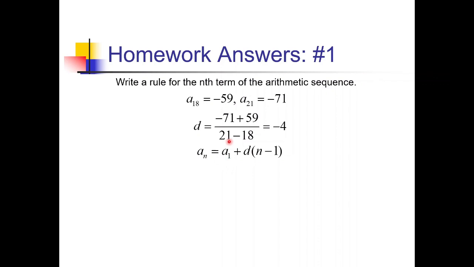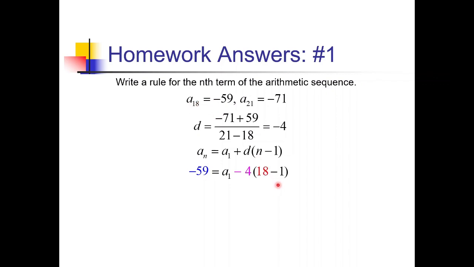So I'm going to plug in one of these points for an and n, along with the d value they gave me. So I'll use the first point. So we're going to use negative 59 for a sub n. For a1, we're solving for that. For d, we've got negative 4. And for n, since I'm using negative 59, I have to use the input value of 18 for n.